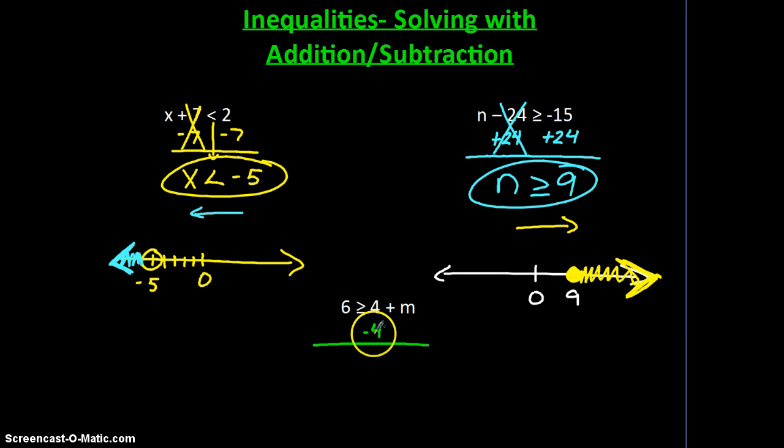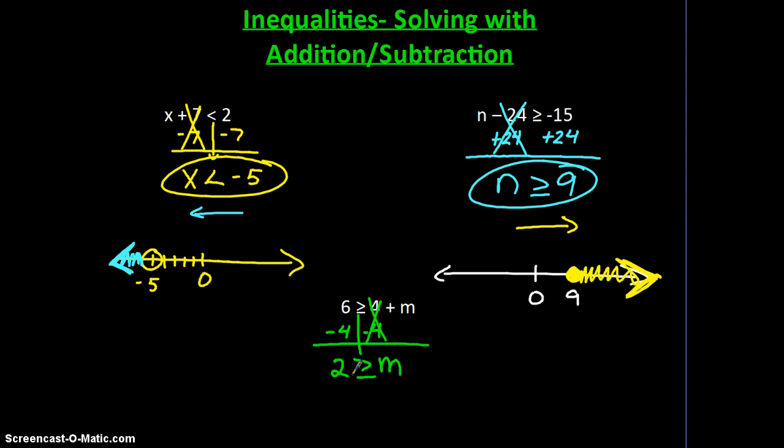If I subtract 4 from the positive 4, I have to subtract it from the 6 as well. And again, we're doing it to both sides of that inequality. 4 minus 4 we know is 0, so the m may drop down. The inequality sign will drop down as well. And then 6 minus 4 is 2.